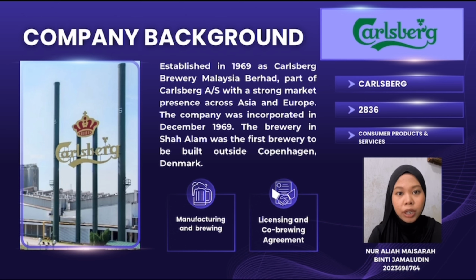I will present about Carlsberg Brewery Malaysia Berhad, the company under the consumer products and services sector. The company was established in 1969 as Carlsberg Brewery Malaysia Berhad, part of Carlsberg, with a strong market presence across Asia and Europe. The company was incorporated in December 1969. The brewery in Shah Alam was the first brewery to be built outside Copenhagen, Denmark. The two main activities of the company are manufacturing and brewing beer, and licensing and co-brewing agreements.